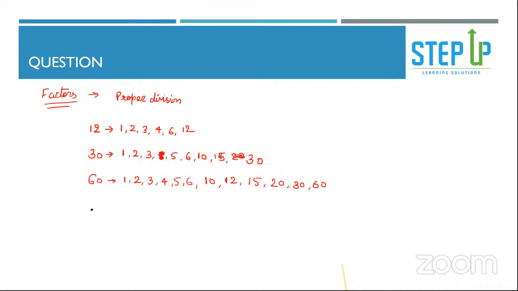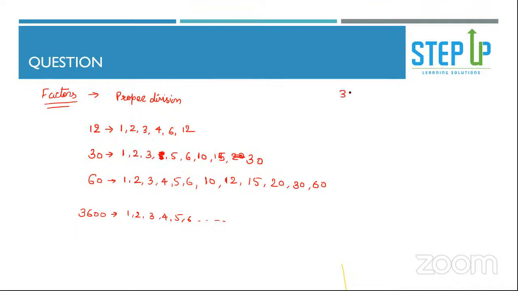Now, if some number is given like 3600, and if we have to calculate factors, we cannot calculate factors of 3600 in this way, like 1, 2, 3, 4, 5, 6, and so on. We'll get tired. Moreover, we'll not get it also. So we will get it, but yeah. So how to approach this type of questions?